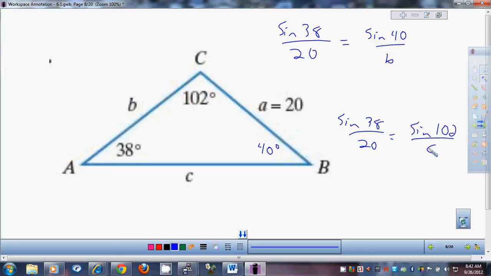Why can't we just use Pythagorean theorem to finish this? It's not a right triangle. Very good. You can only use Pythagorean theorem on a right triangle. So you'd solve those two proportions for B and C, doing the exact same thing we did on the last one, and you're done. I guess technically the best way to answer this would be to write somewhere on your paper, angle B equals, side B equals, and side C. That way the answers are all right there.